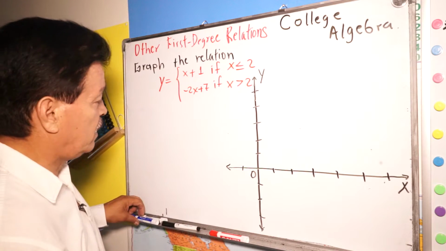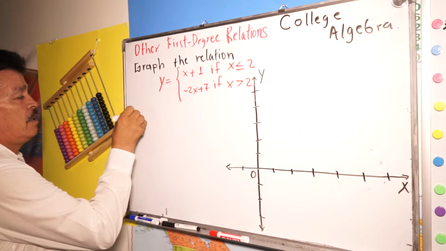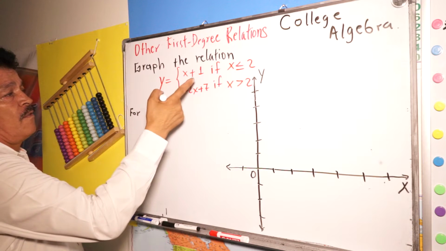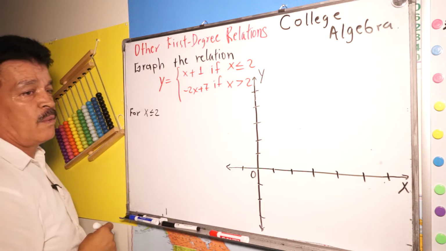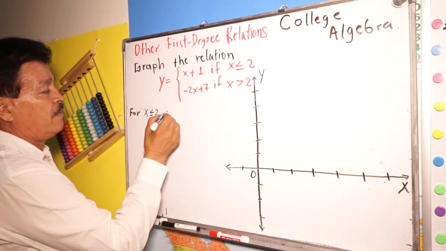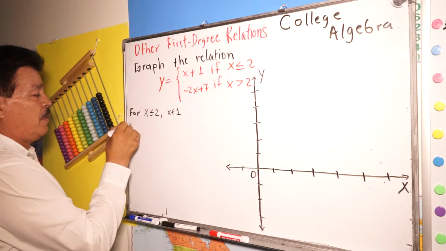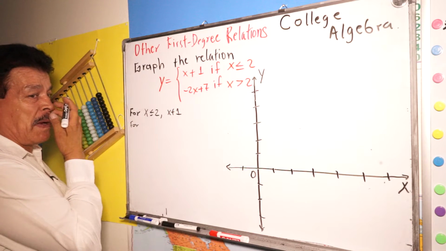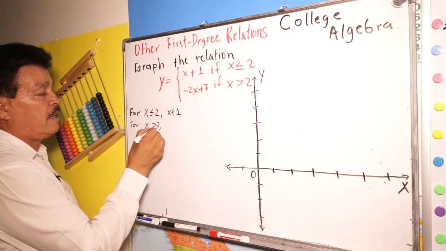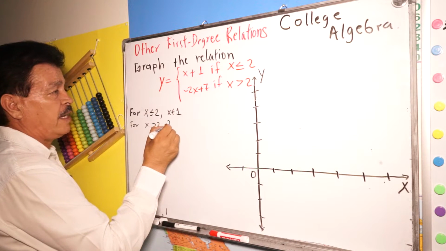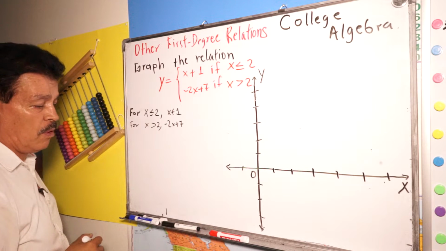So in this case, for x less than or equal to 2, we have to graph x plus 1, right? And then for x greater than 2, we have negative 2x plus 7. All right, it's very simple.